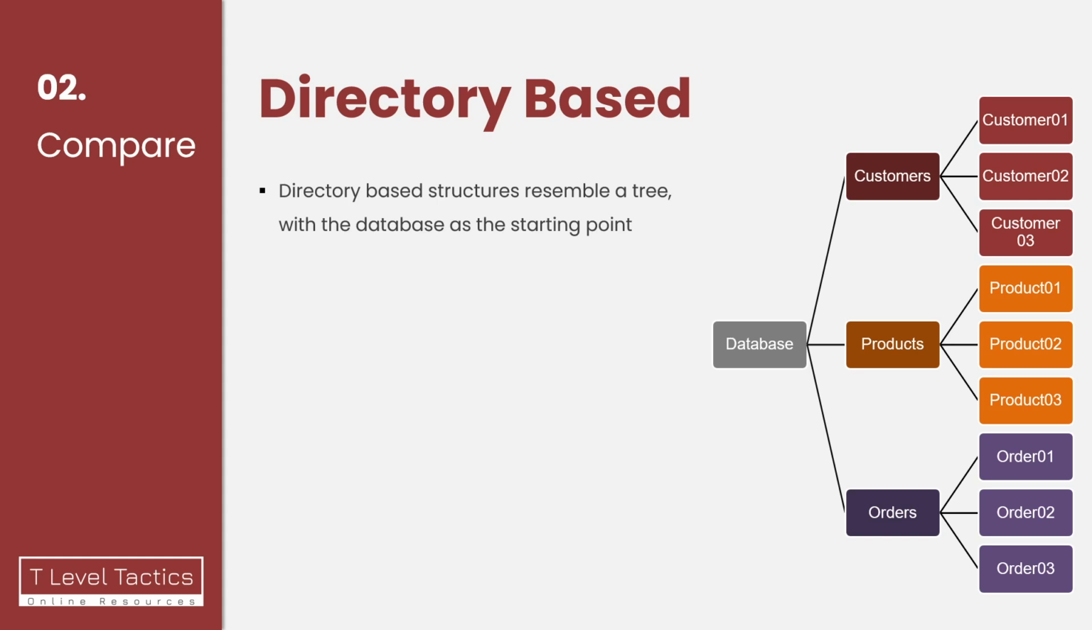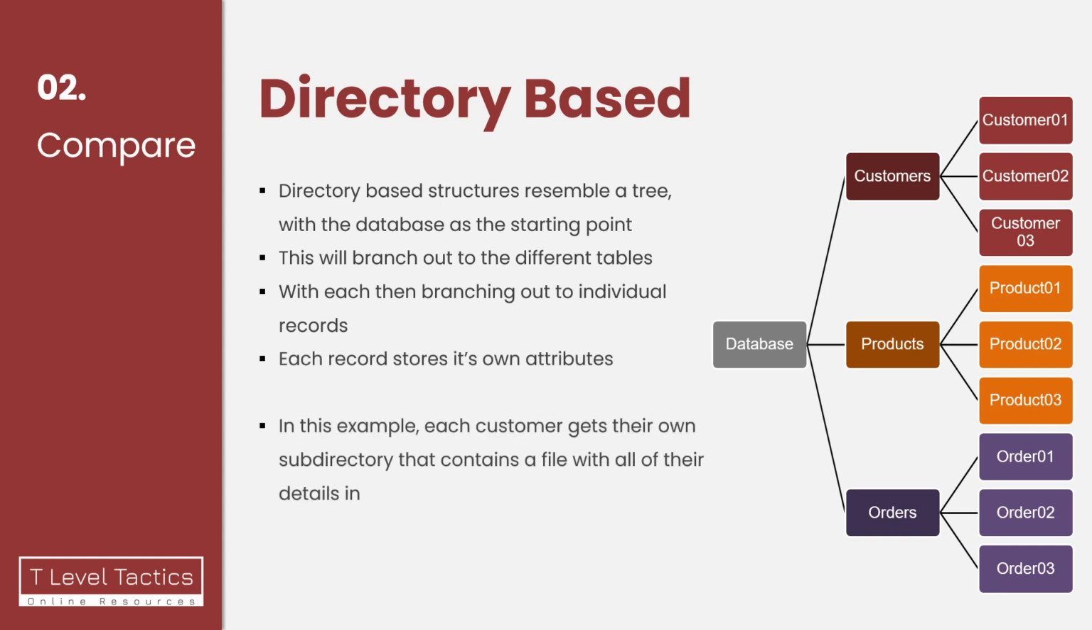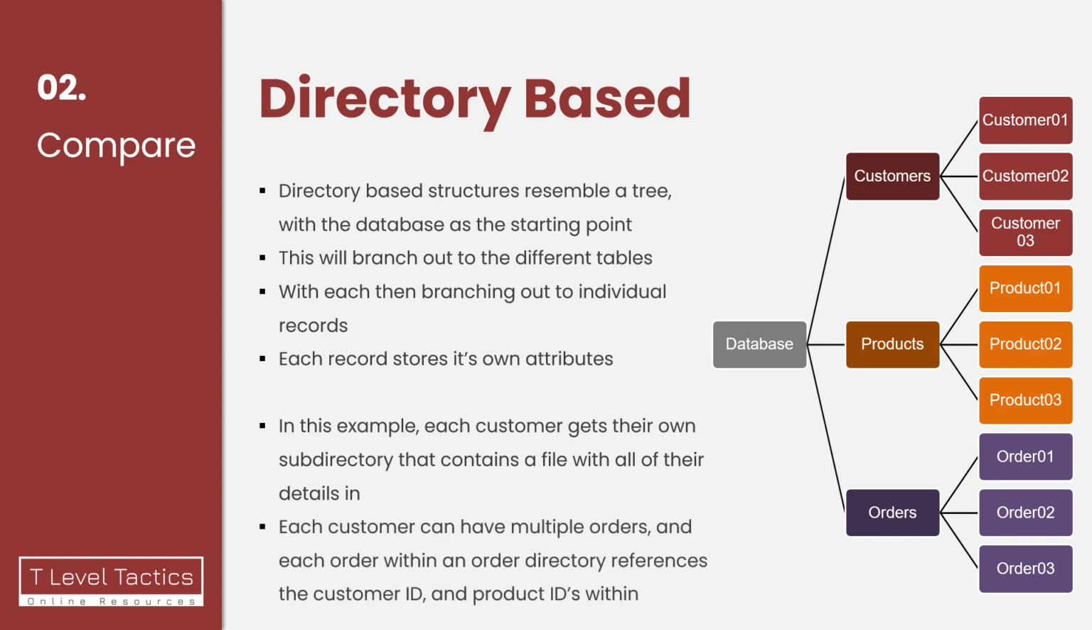Directory-based structures often resemble a tree, with the database as the starting point. This will branch out to the different tables, with each then branching out to individual records. Each record stores its own attributes. In this example, each customer gets their own subdirectory that contains a file with all their details in. Each customer can have multiple orders, and each order within an order directory references their customer ID and product IDs within.